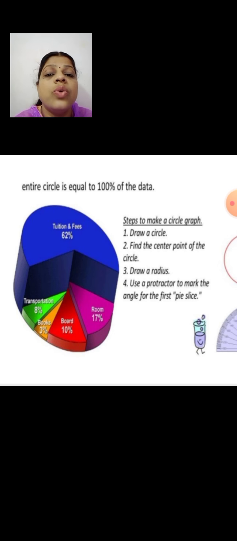The next step is to use a protractor to mark the angle for the first pie slice. So children, after drawing the radius, we have to use the protractor to find the angles for this pie diagram. That is the angle for the first pie slice. There are different slices in this, so at first, using the protractor, we have to find out the various angles.